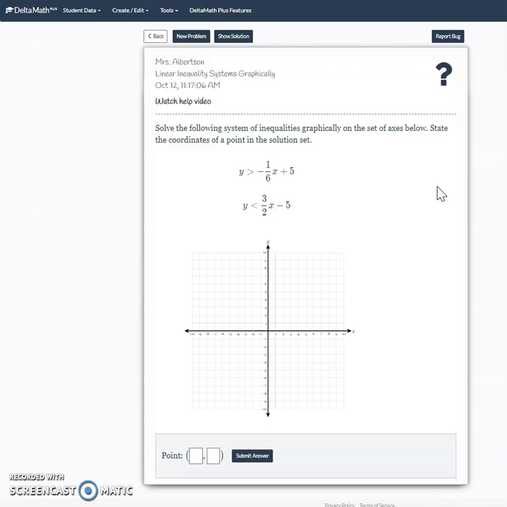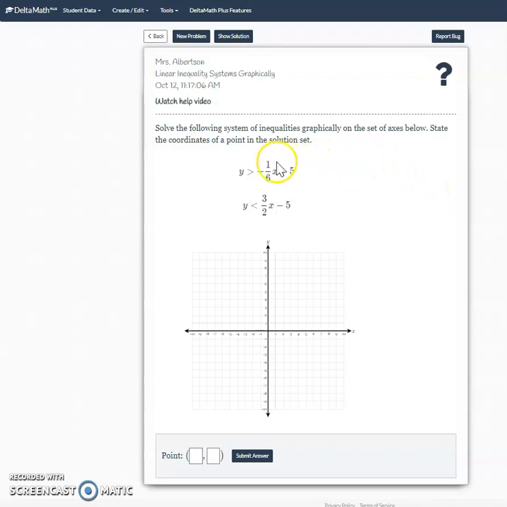So if you think about graphing inequalities, that is when we need to decide if we have a solid line or a dotted line, and then whether we should be shading above or below. When we have a system of inequalities, we're doing that same solid line, dotted line, shading above or below, but we're doing two inequalities on the same coordinate plane. And what we're going to look for is where they overlap.